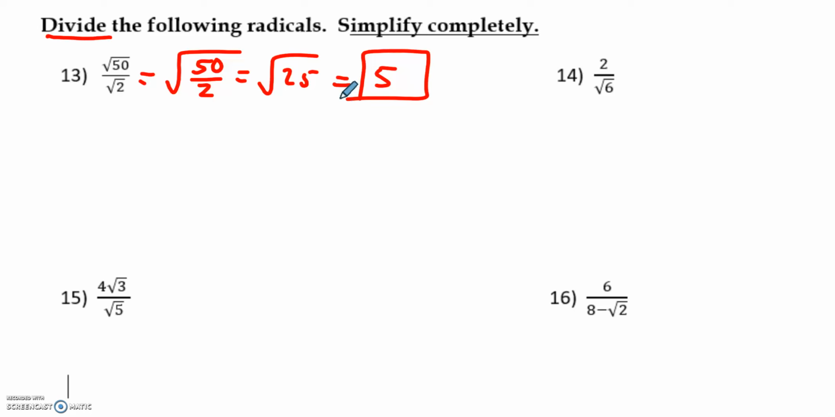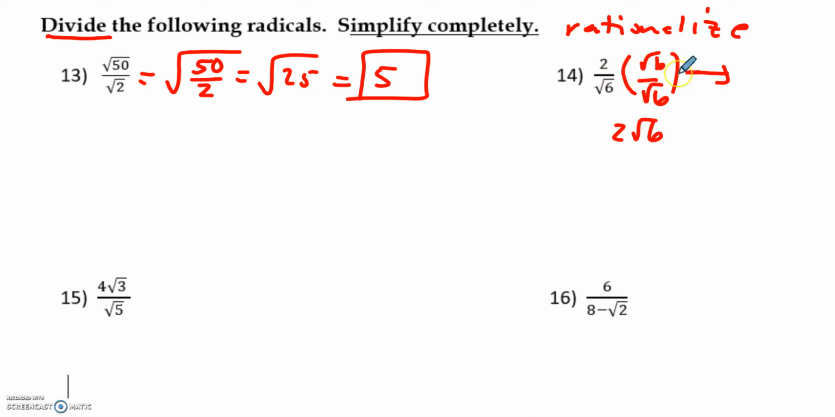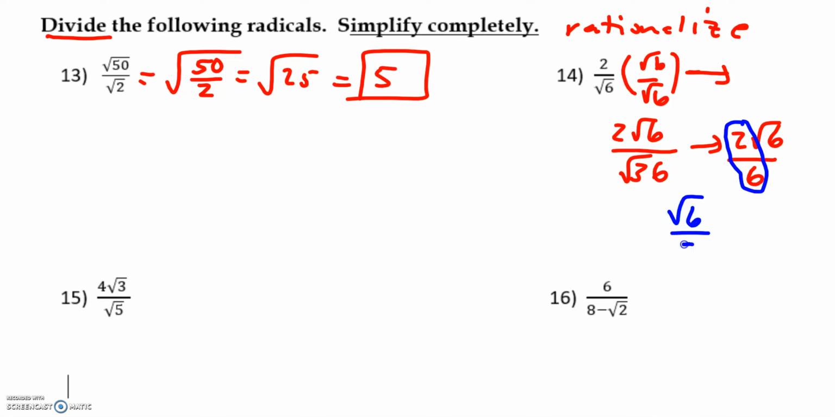Number 14, however, I don't have a perfect square on top and bottom, and unfortunately I do have a radical in the denominator. So what we'd have to do is rationalize. We would need to multiply top and bottom by the square root of 6, and if I do so and multiply straight across, I would get 2 root 6 on the top because these are not like terms, but in the denominator I would get root 6 times root 6, which would be root 36, which is really just 6. So I have 2 root 6 over 6. And then like the quadratic formula, I notice I can reduce the 2 and the 6 to be 1/3. So my final answer would be root 6 over 3.